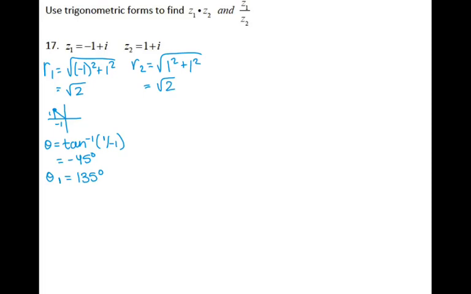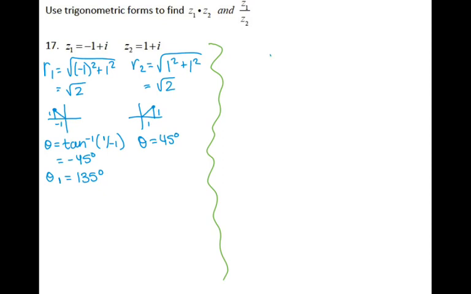I'm going to leave these in degrees because the problem doesn't really specify, and we're using these angles to find other answers anyway. Do the same thing over here. So 1, 1. Inverse tangent. You should end up with 45 degrees. All right. Now, let's go ahead and actually find the product and the quotient because I have all my pieces.